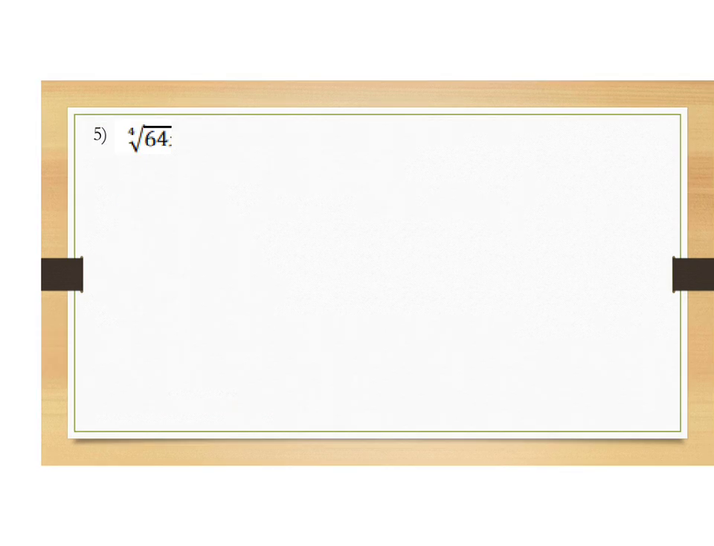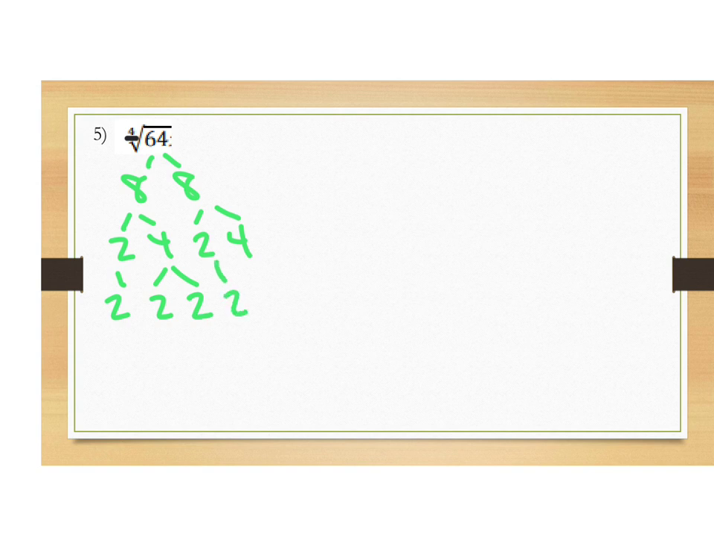Okay, same idea on example 5, but this time you have the 4th root. Notice this number on the outside is the 4th root. So you need groups of 4. So let's break down 64 with our prime factorization. So I'm just going to start with 8 and 8. I can break down 8 into 2 and 4. I can break down 8 into 2 and 4 again. Can't break down 2. I can break down 4 into 2 times 2. Bring that 2 down. And 4 into 2 times 2.